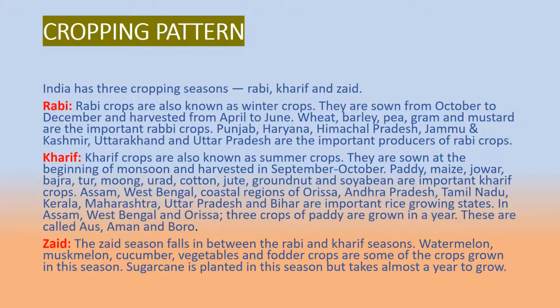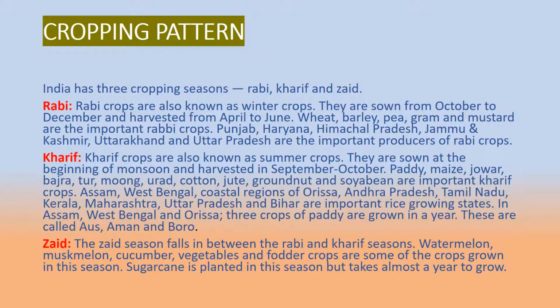Assam, West Bengal, coastal regions of Orissa, Andhra Pradesh, Tamil Nadu, Kerala, Maharashtra, Uttar Pradesh, and Bihar are important rice-growing states. In Assam, West Bengal, and Orissa, 3 crops of paddy are grown in a year. These are called Aus, Aman, and Boro.